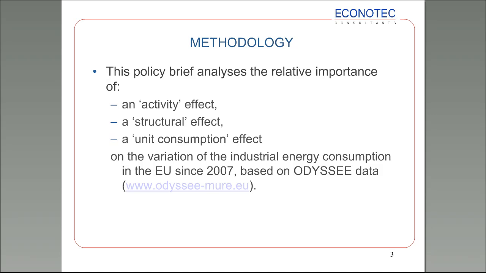The methodology comes down to decomposing the variation in energy consumption in the EU since 2007 into three effects: an activity effect, a structural effect, and a unit consumption effect. This is done based on ODYSSEE data. ODYSSEE is a large European project on energy efficiency indicators. It has 28 countries participating, and it has set up a large database on energy efficiency indicators. On this website, you can find all the information about this project.